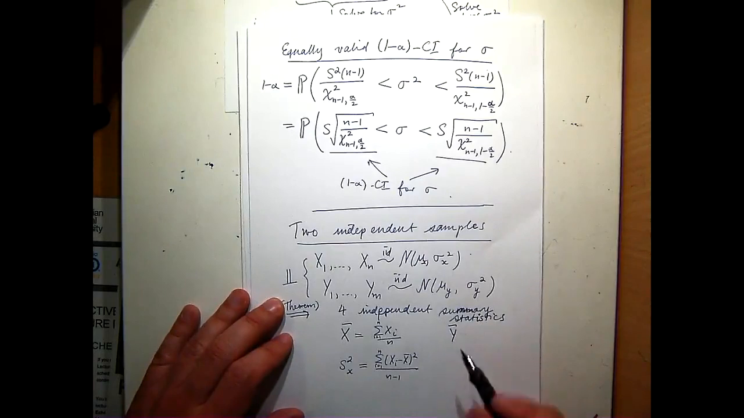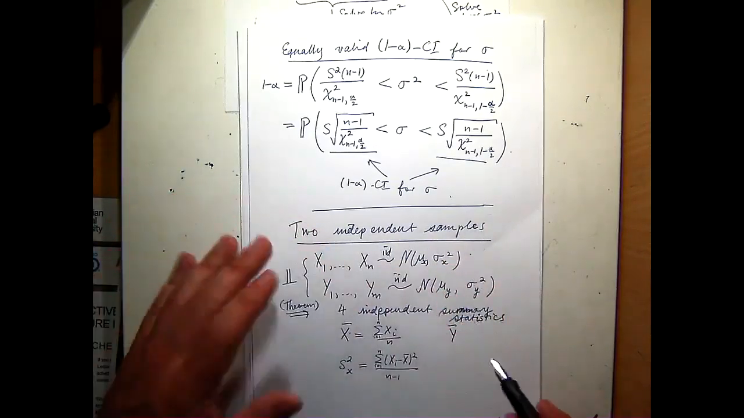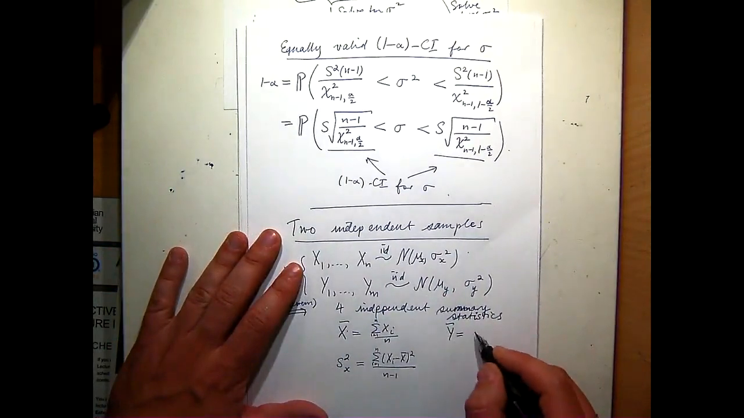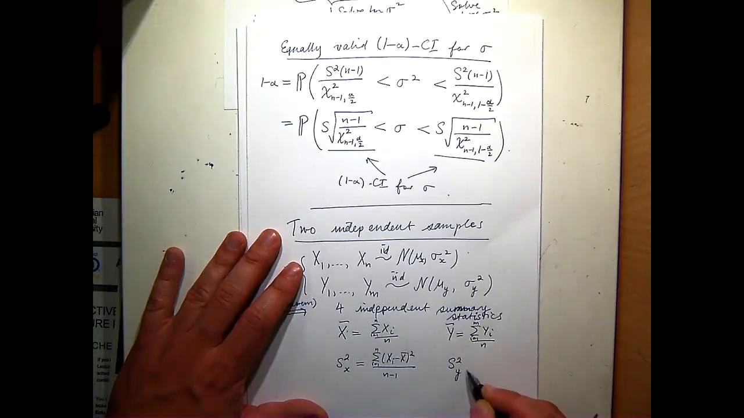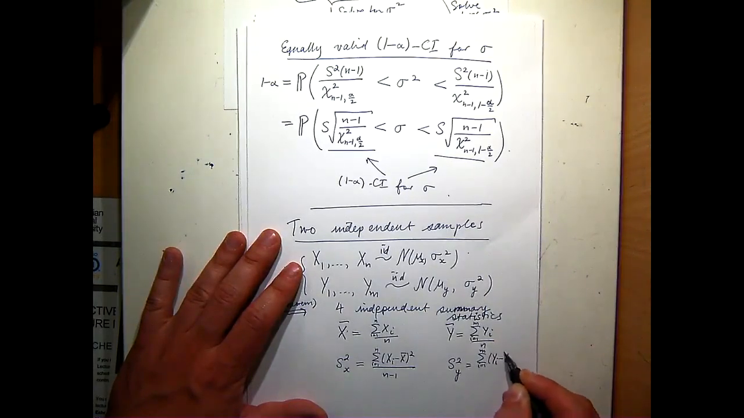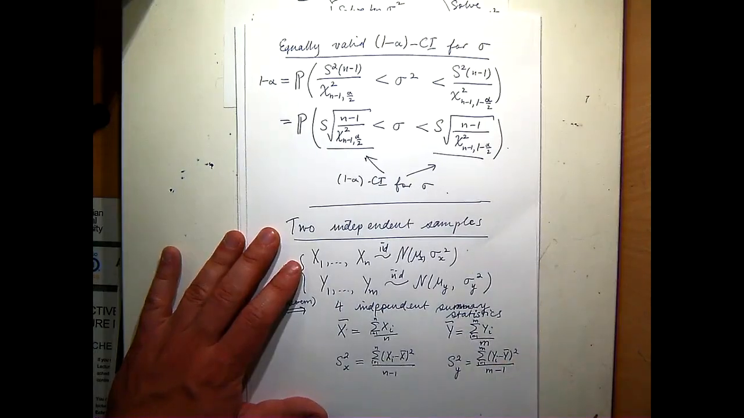Y bar. We know that those are independent within the world of the x's, that was our theorem. And we know that within the world of the y's, y bar, the sum from i equals 1 to m, because there are m y's, of yi over m, and s squared y are independent: the sum from i equals 1 to m of yi minus y bar squared divided by, sorry, that shouldn't have been divided by n, that should have been divided by m, and here m minus 1.